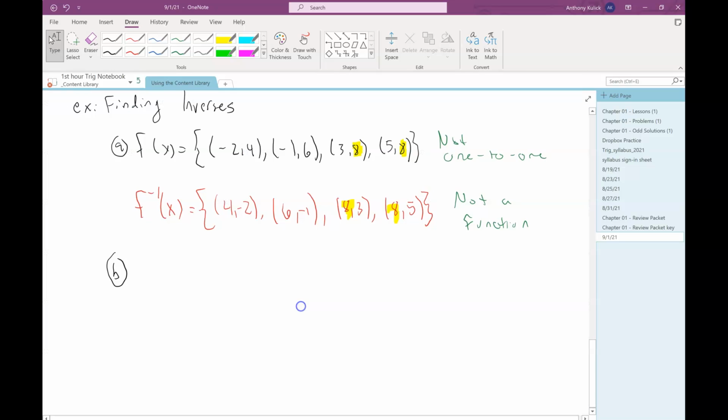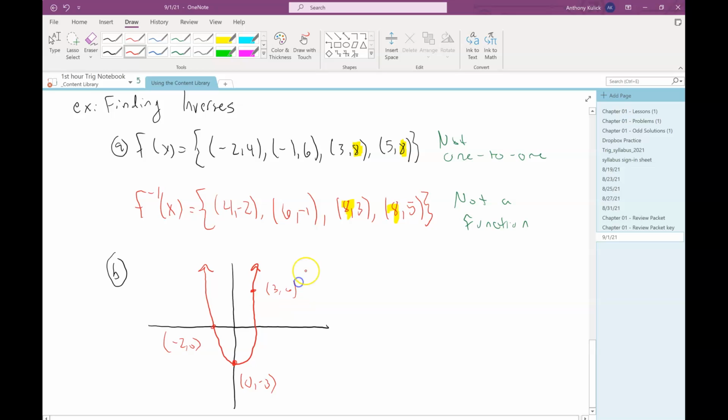What if our function looks like a graph? How would I do that? Let's say we have this graph. What I would do is I'd identify some points on my graph. So like maybe I use my grid, I estimate this one to be 0, -3. Maybe this one is -2, 0. And maybe this one is like 3, 6 or something.